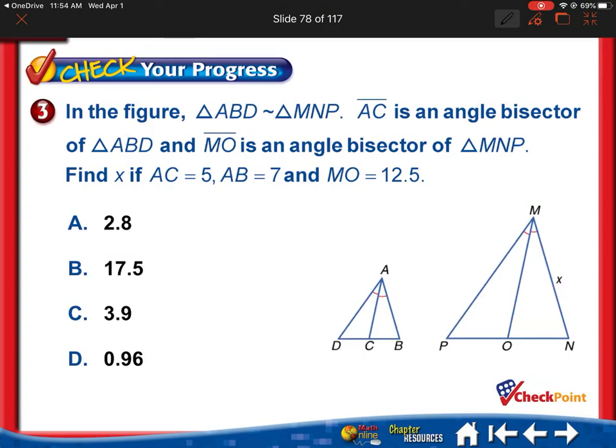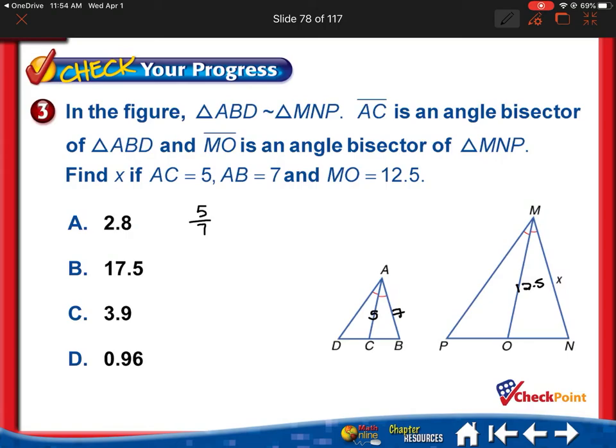All right, so for this your turn, it told us that it's an angle bisector this time. So MO is the angle bisector, so they already told us those segments are congruent. We have to find x, which is the length of M to N, if AC is 5, AB is 7, and M to O is 12.5. Notice how they gave us corresponding lengths.